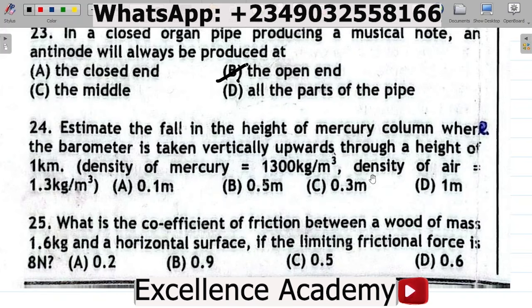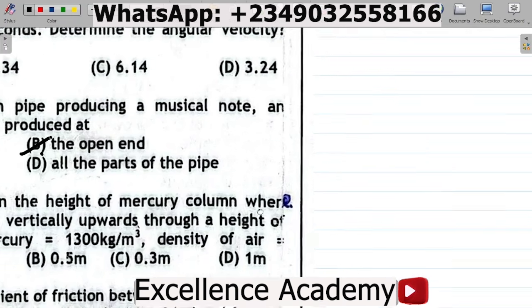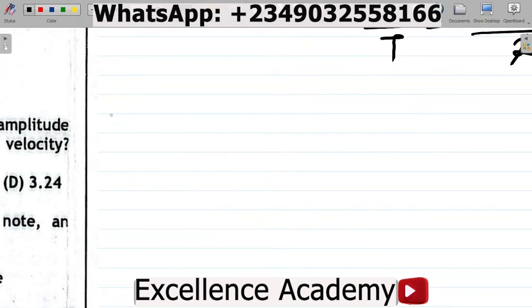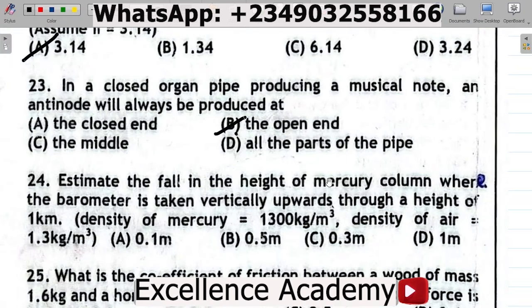So how do you solve question number 24? To solve it, let's pick out the parameters. What are we given here? They said estimate the fall in the height of mercury column, where the barometer is taken vertically upwards through a height of 1 kilometer.